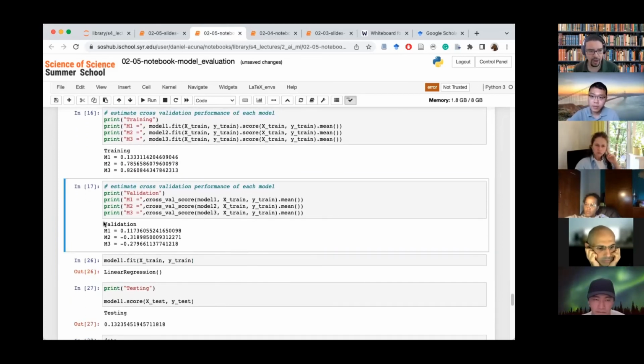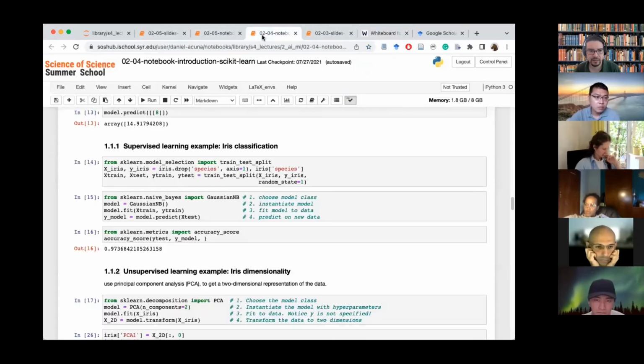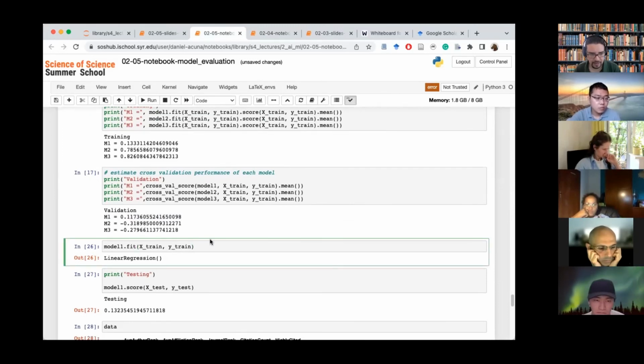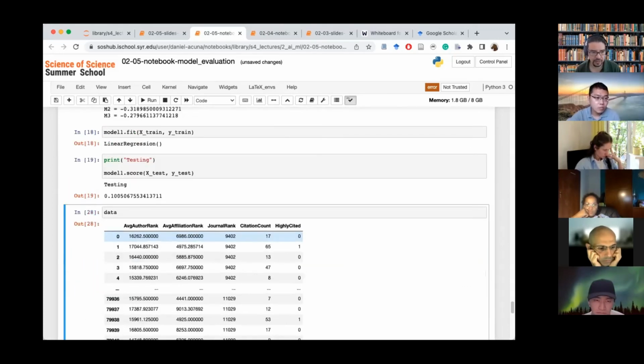Okay, so I do this step. I go here. I have these scores, the things that I computed. I'm going to pick the best model based on those scores, and that's going to be this one. So the best model for me is model 1, and I will now fit the training data because I will use all the data, and I will see how well I do in the future with testing data.